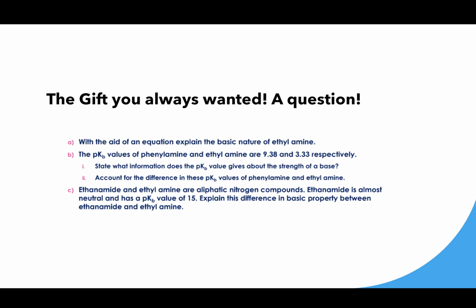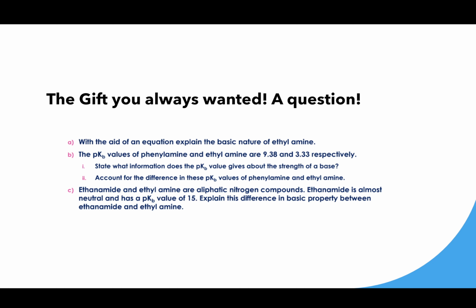And at the end of the day, this is your gift. So the gift you always wanted is right here. With the aid of an equation, explain the basic nature of ethylamine. The pKb values of phenylamine and ethylamine are 9.38 and 3.33 respectively. Firstly, state what information the pKb values give about the strength of a base, and account for the difference between these pKb values of phenylamine and ethylamine.